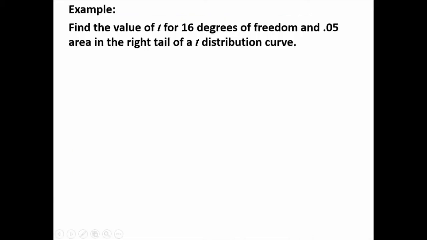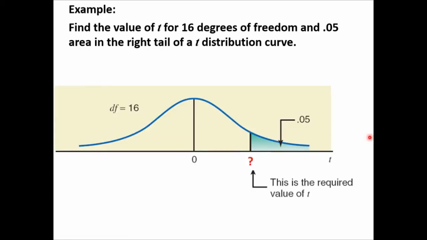Let us take some examples of how we find the t value from the t table. The first example: find the value of t for 16 degrees of freedom and 0.05 area in the right tail of the t distribution. So basically that is what we need.